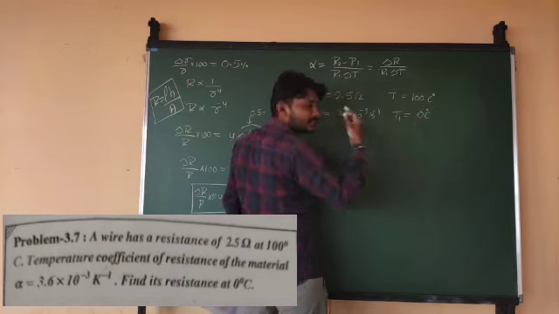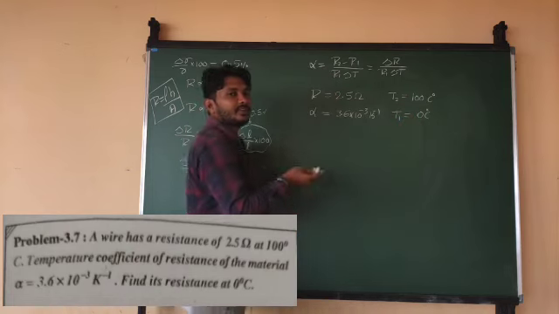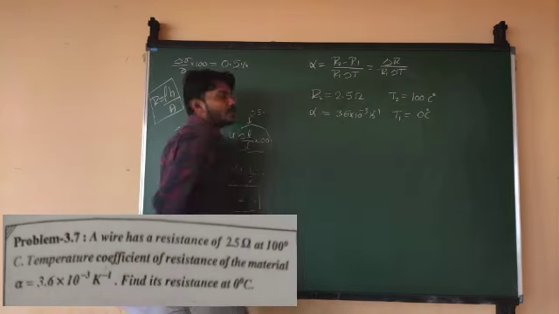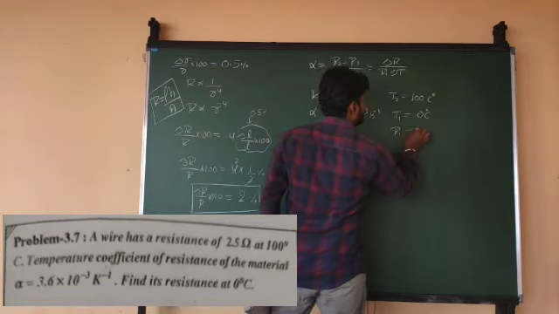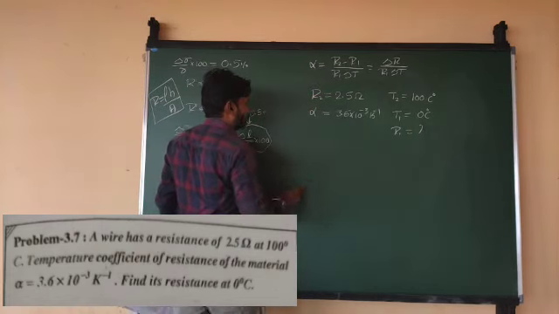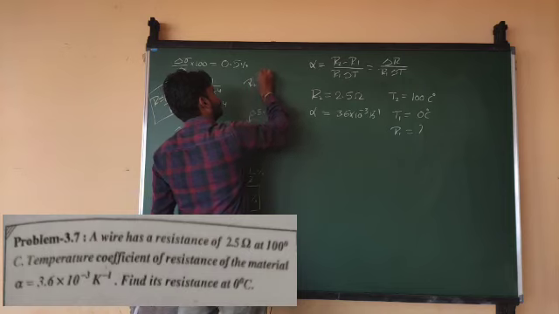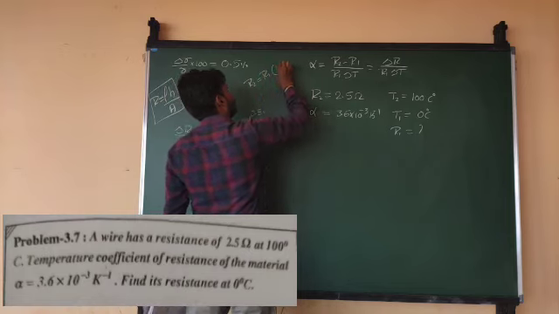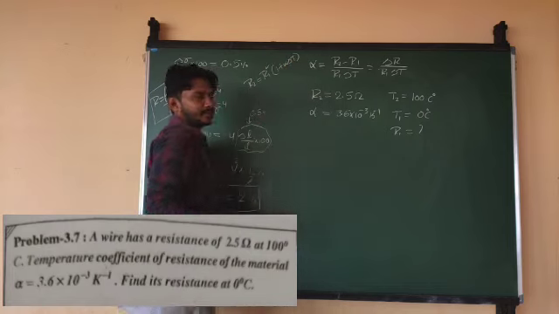So 0 degrees Celsius is the initial temperature and 100 degrees Celsius will be the final temperature. At this temperature the R2 value is 2.5 ohm. I need to find the resistance at the initial temperature. So I will use this formula: R2 is equal to R1 into (1 plus alpha into delta T).